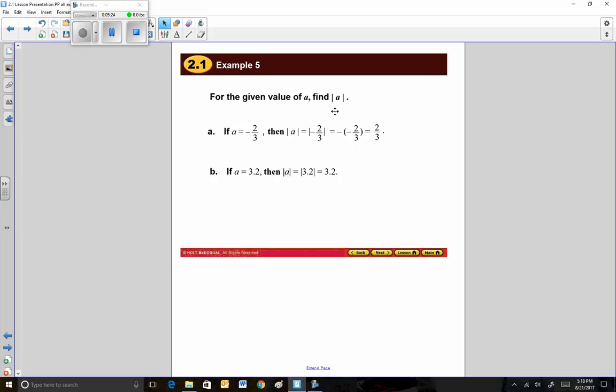Absolute value means how far away from 0. So it always has to be positive because it's a distance. How far is the number from 0? So if they give you negative 2/3 for the absolute value, you simply write 2/3. If you have a equals 3.2, place it in for the absolute value. It's still 3.2 because you're still 3.2 away from 0.